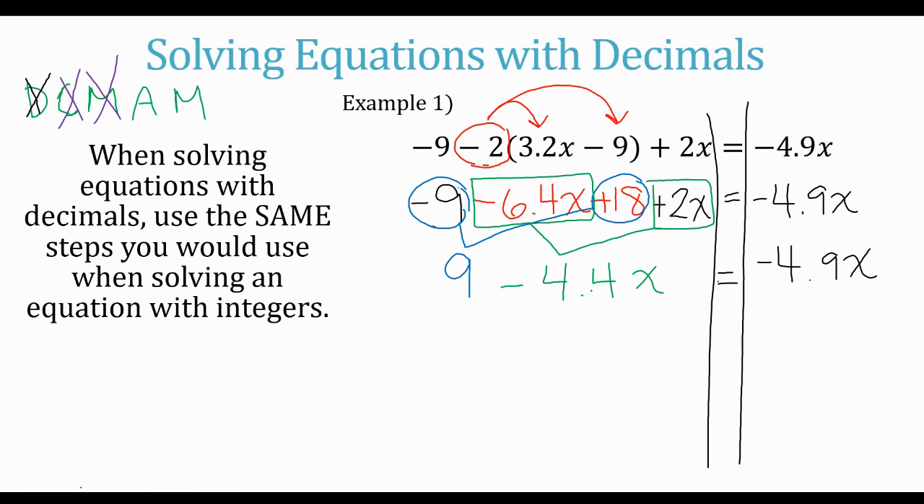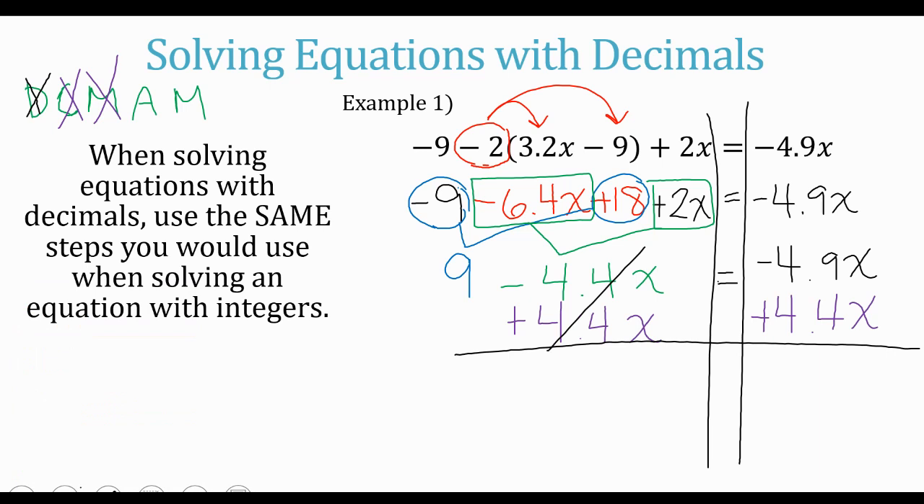So add or subtract. So I'm going to add this 4.4x to this side because I want to get this away from the 9. So we have the variable on one side and the constant on the other. So I'm going to add that 4.4x using those inverse operations that we talked about before. Okay, so these cancel and I'm going to bring down that 9. And when we add those, we're going to get negative 0.5x.